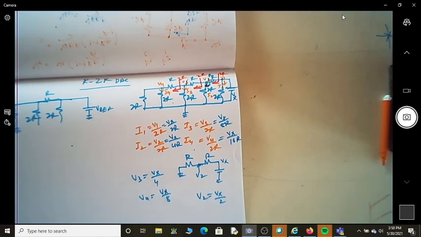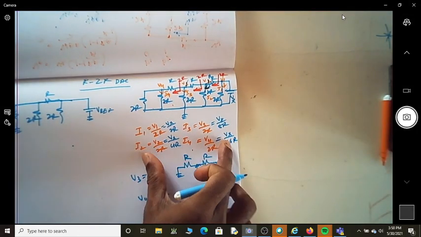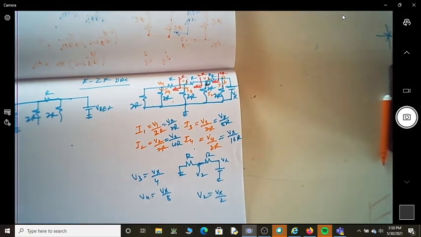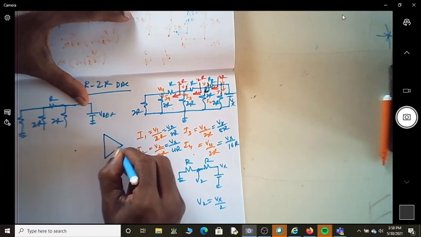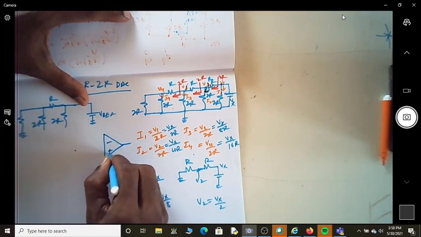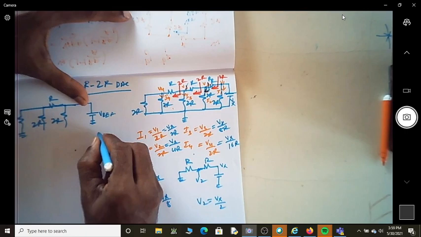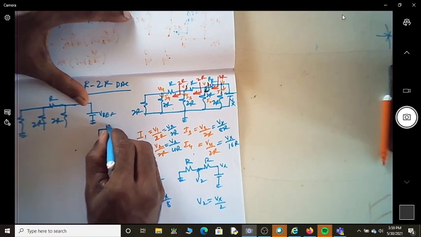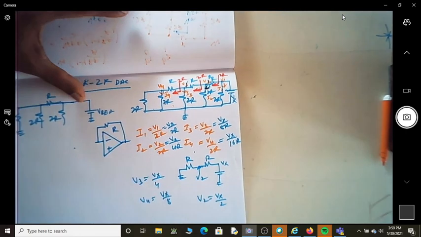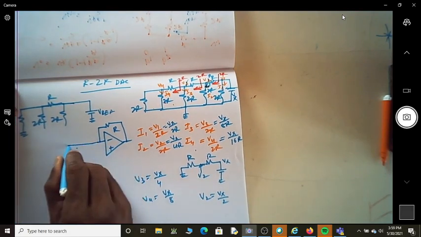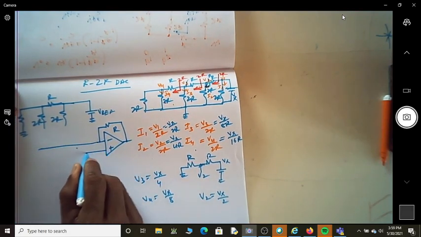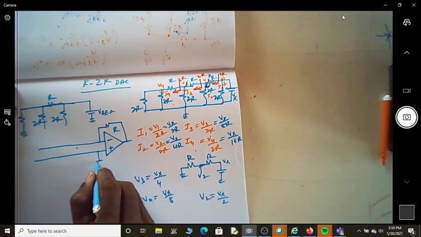So let us utilize this concept and try to understand how it can be used for DAC application. So here we have a circuit something like this here. Let me say this is minus, plus, and let me also consider a resistor R here. I have this, and this is grounded.